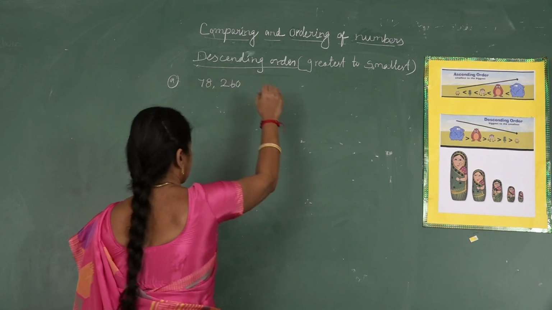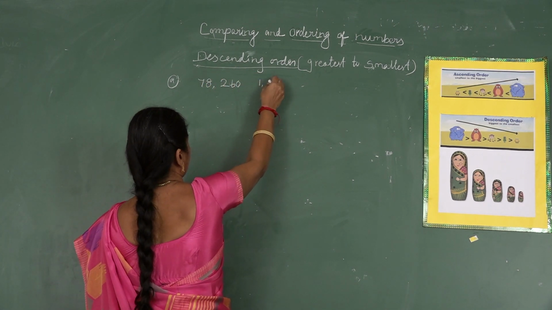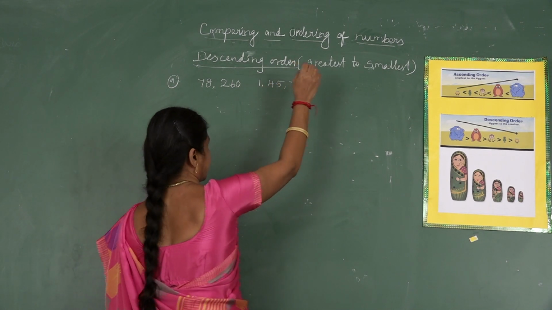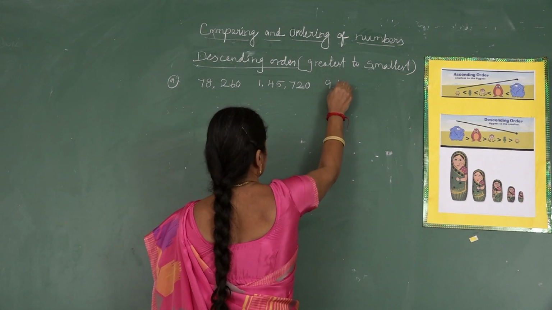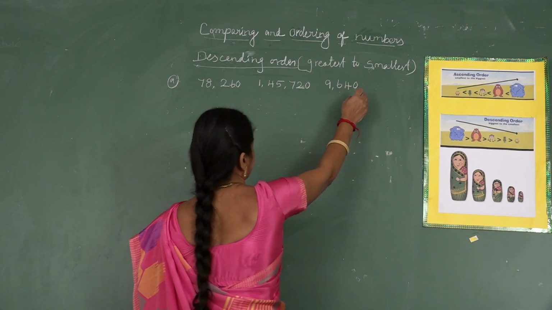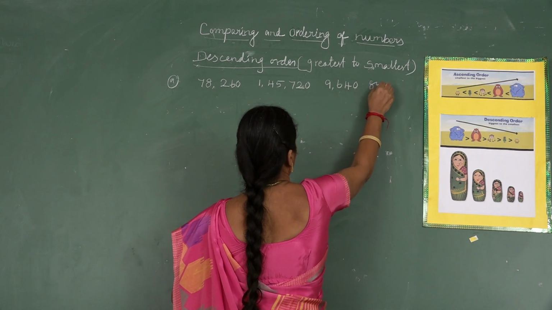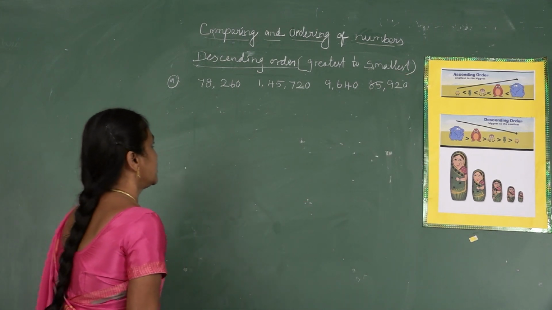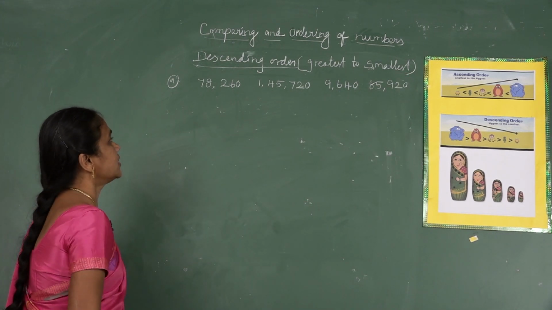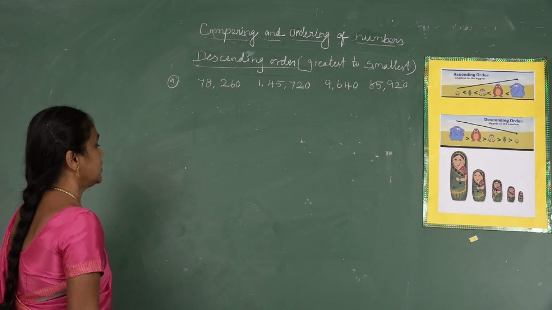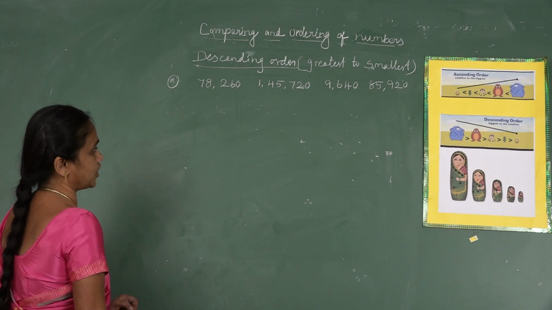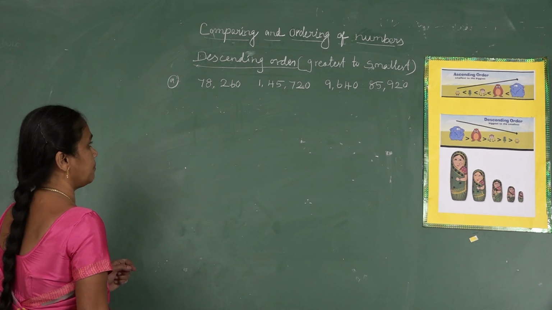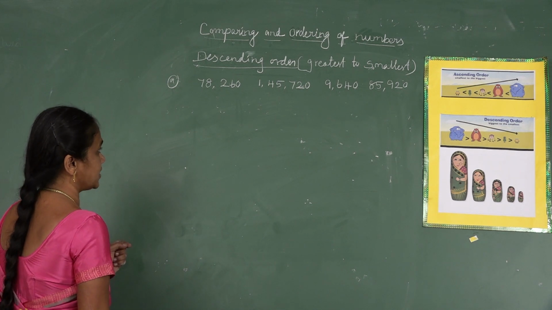78,216, 1,45,720, 9,640, 85,920. How do we arrange these numbers in descending order? In descending order, we arrange the numbers from greatest to smallest. First we write the greatest number. How do we find the greatest number?